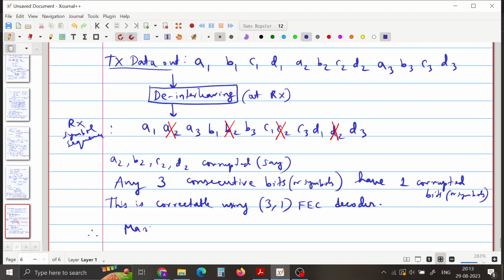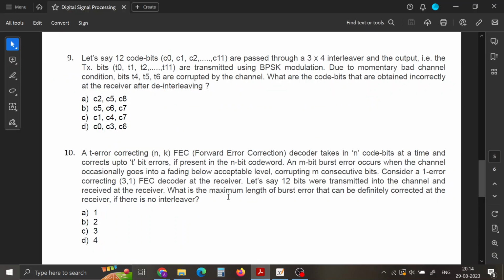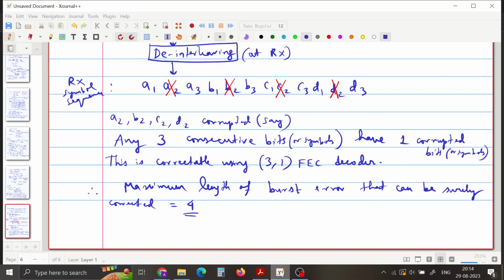Therefore the maximum length of burst error that can be surely corrected, I mean guaranteed, is 4. So it increased the error correction capability. That's one of the applications of the interleaver in error control coding. So option D.